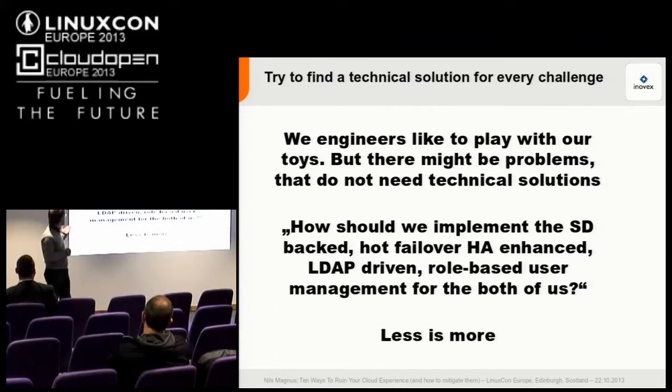So less is more sometimes, because if you have a simpler architecture, it's easier to maintain. It's easier for you to enhance the important parts of it and to have a more stable overall installation.